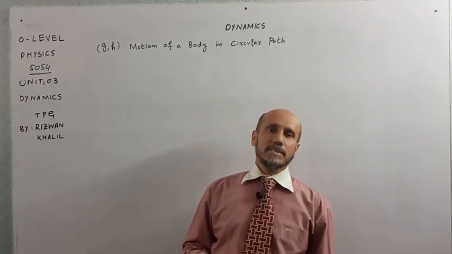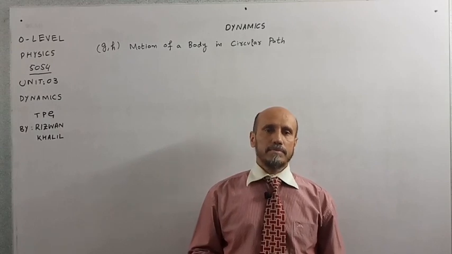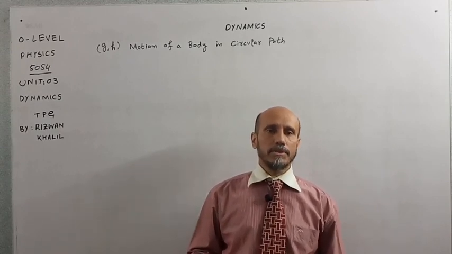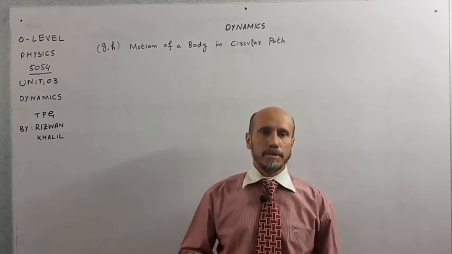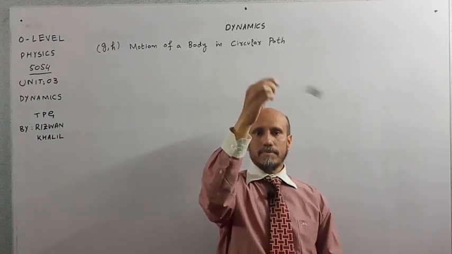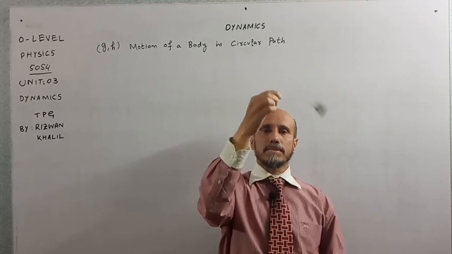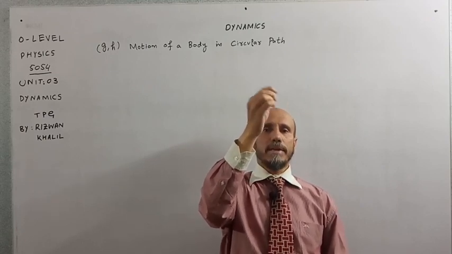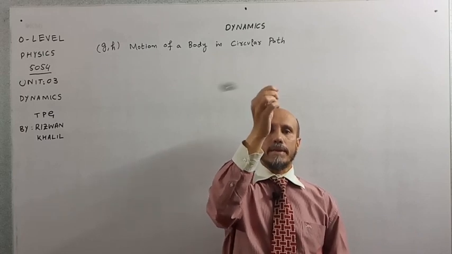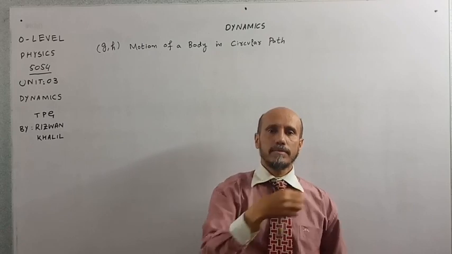Now we will discuss the last two learning outcomes of this unit, and these two learning outcomes belong to circular motion. I have attached a small mass with thread. Now I am moving that thread in this way. So what kind of motion is this? This is circular motion.